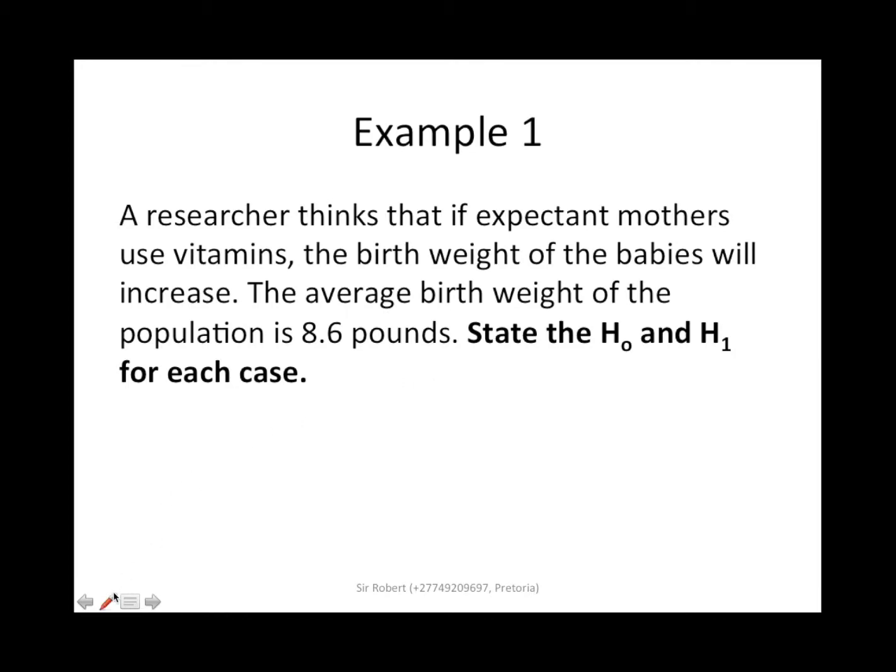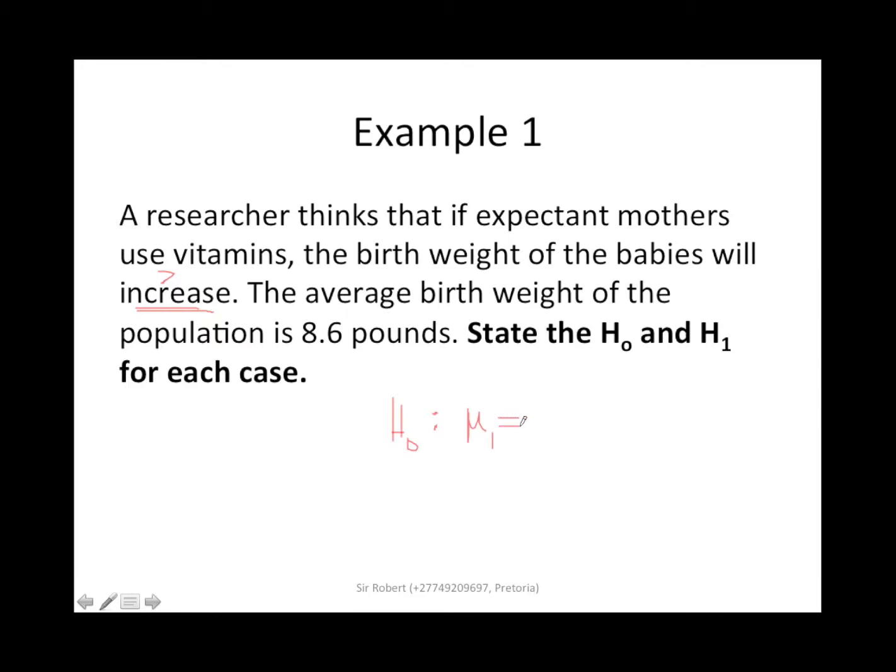So now when you are stating this, you should find the keyword. A researcher thinks that if expectant mothers use vitamins, the birth weight of the babies will increase. So increase, it means greater. So it means for your H0, you're expecting your mean to be equal.